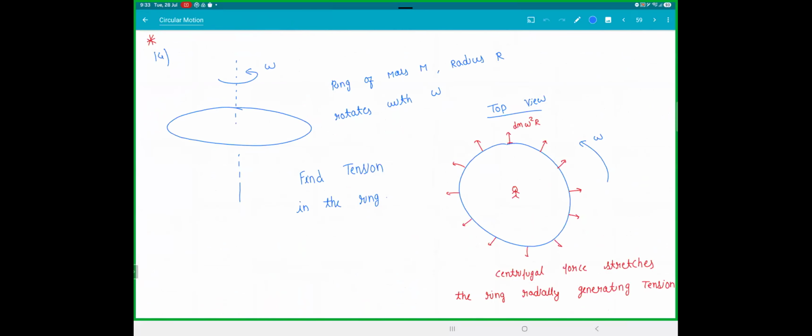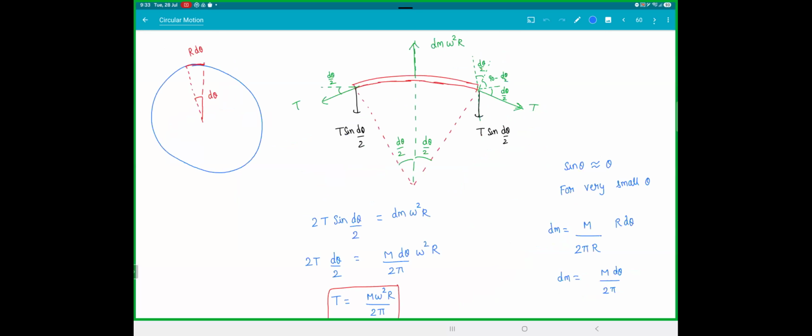A ring of mass m and radius r is rotating with omega. Find the tension in the ring. So basically, when the ring rotates, the centrifugal force is pulling the ring away from the center. So this generates tension in the ring. Page 59, circular motion. Do you guys remember this?